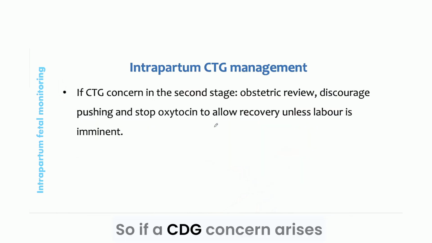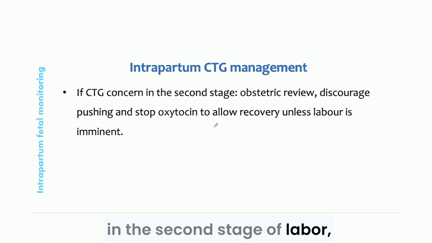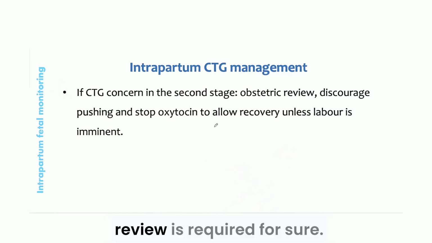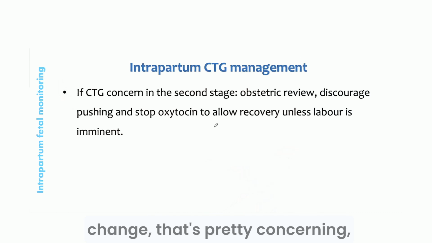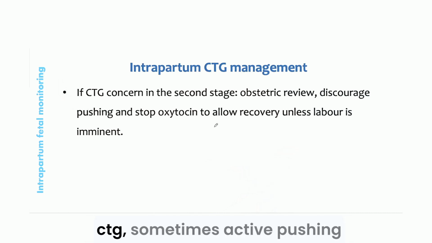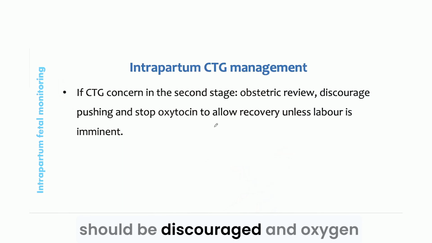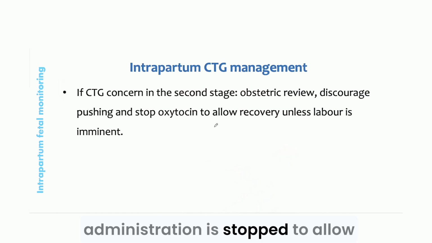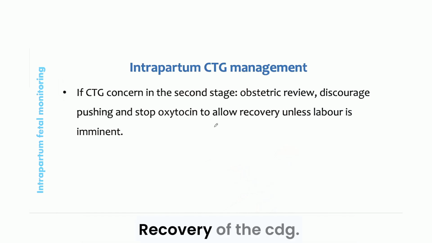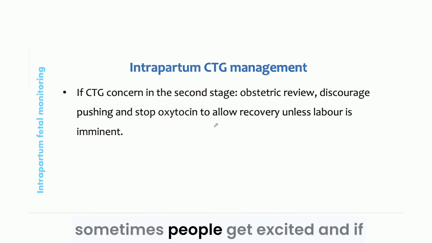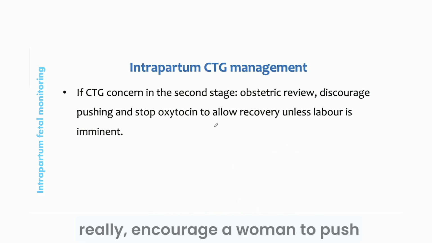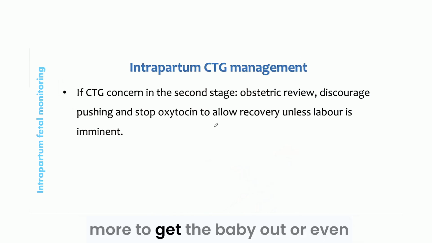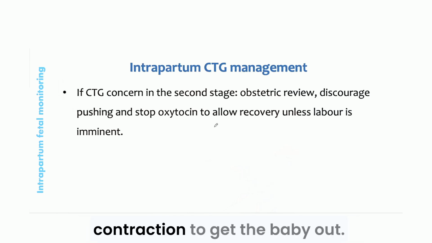So if a CTG concern arises in the second stage of labor, an obstetric review is required for sure. Sometimes when you see a CTG change, that's pretty concerning, I would say like a pathological CTG. Sometimes active pushing should be discouraged and oxytocin administration is stopped to allow recovery of the CTG unless you think that labor is really imminent. That's very important, because sometimes people get excited, and if they feel like the CTG is pathological, they are trying to really encourage a woman to push more to get the baby out, or even increase the oxytocin to get more contractions to get the baby out.